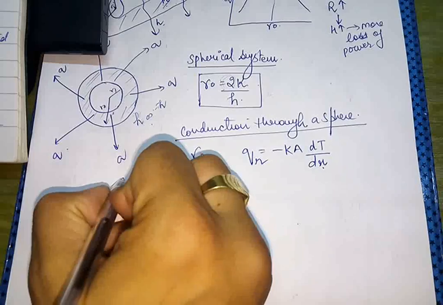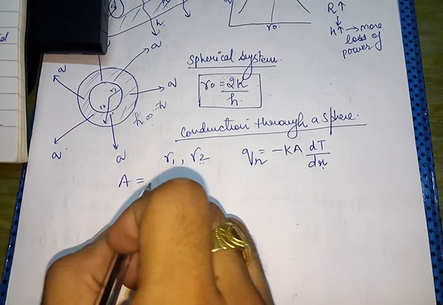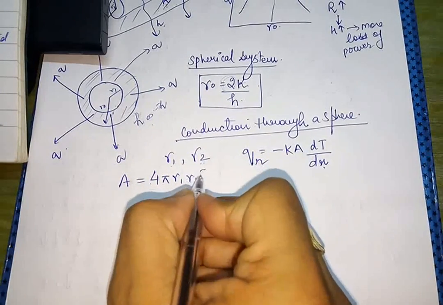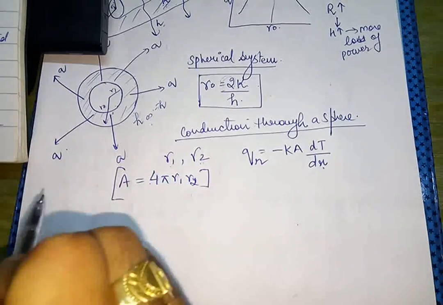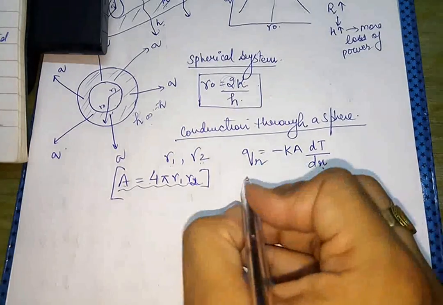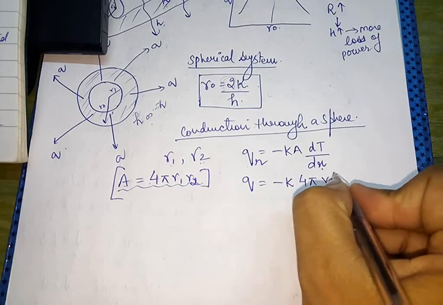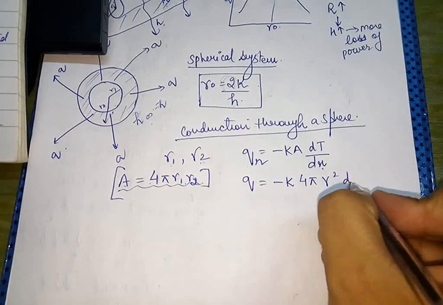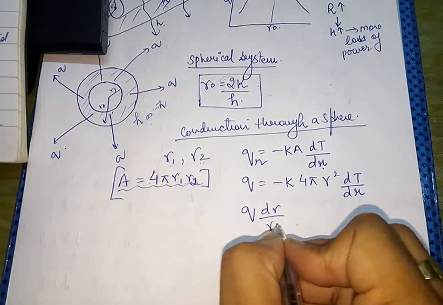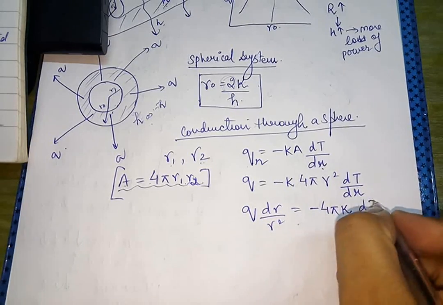Now what will be the area in case of the sphere? The area in case of the sphere will be 4 pi r square. So instead of r square we will write r1 r2. This is the area which is encountered in the normal direction during the heat flow. So Q equals minus K 4 pi r square dT over dr. Now Q dr upon r square equals minus 4 pi k dT.